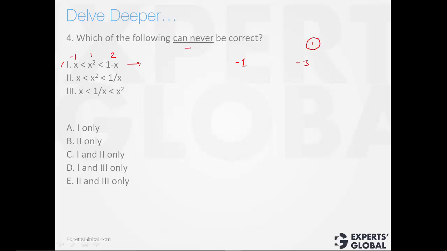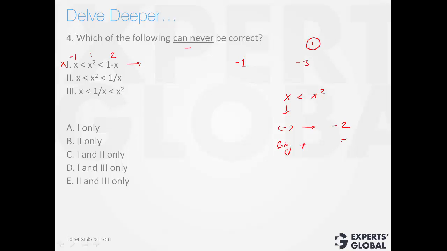Look at number 2 here. X is less than x square. So when is this possible? This is possible when x is, of course, something negative, or it is possible when x is a big positive value. It's always good to take examples. Let's say a -2, and another example can be a +5.